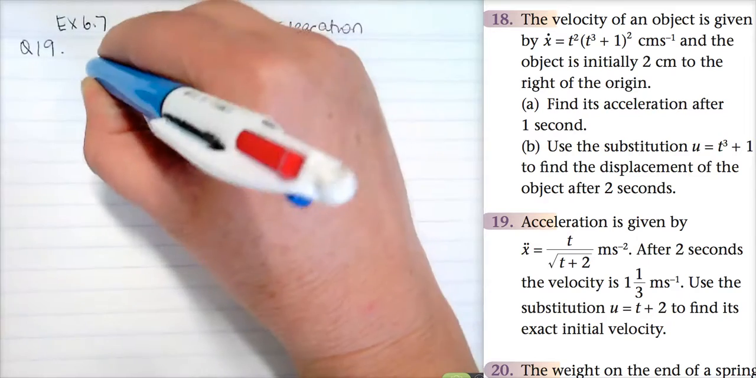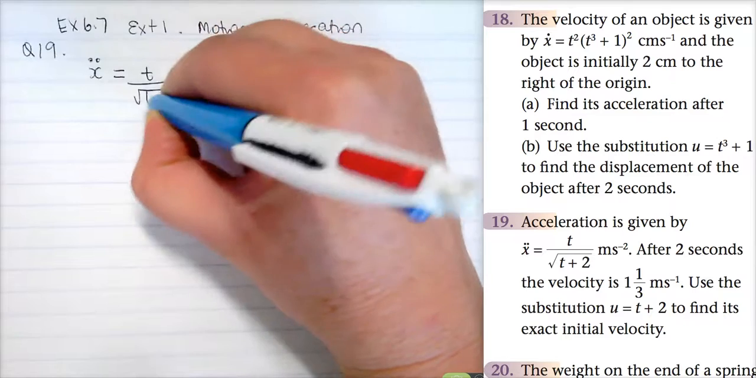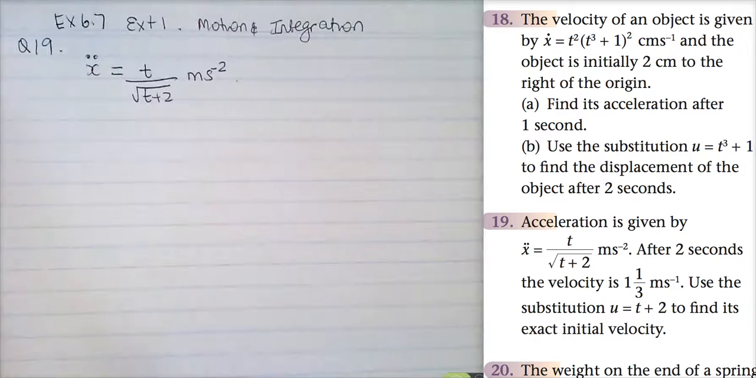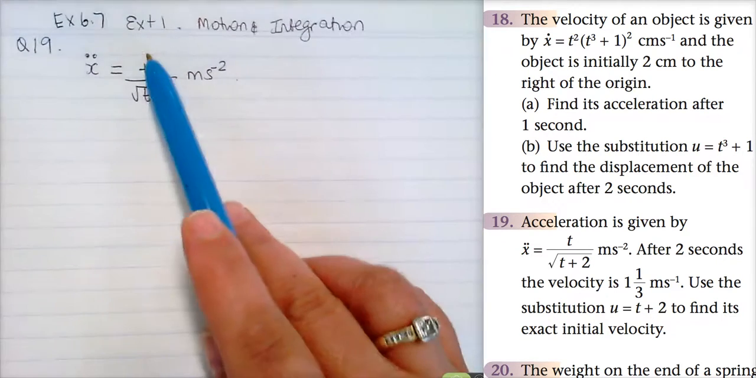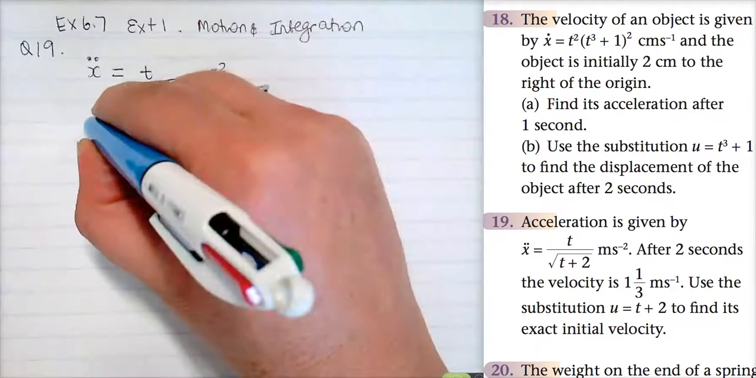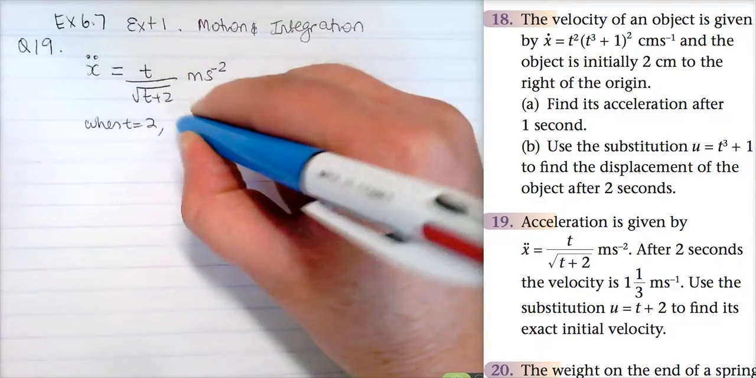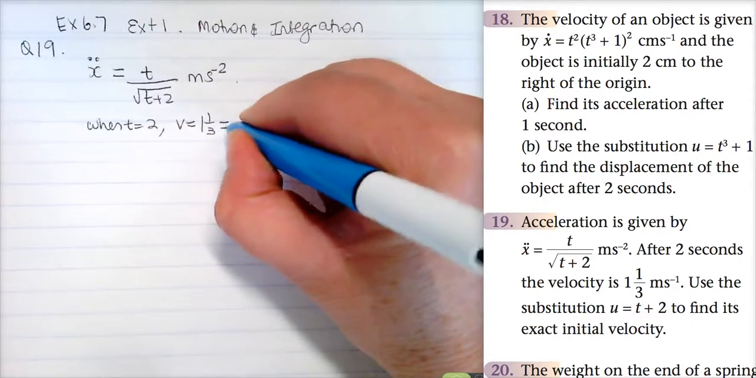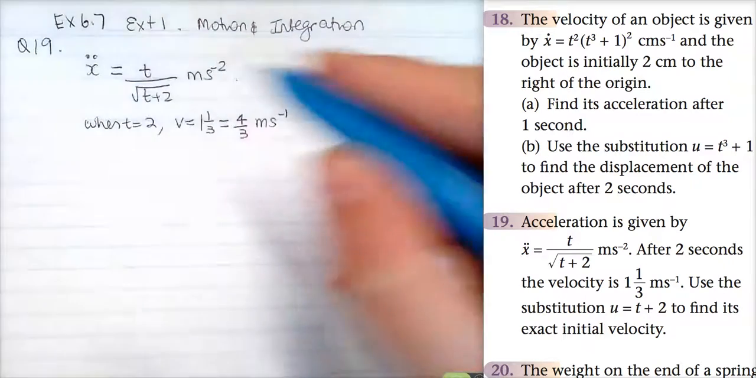It says acceleration, which is x double dot or a, equals t over the square root of t plus 2 meters per second per second. What do I write down now? I'll wait till you've written the question. 19. Acceleration equals t over the square root of t plus 2. It also says after 2 seconds, so when t equals 2, velocity is 1 1/3. Instead of writing 1 1/3, how would you like to write that? Good. Meters per second. And that's it.